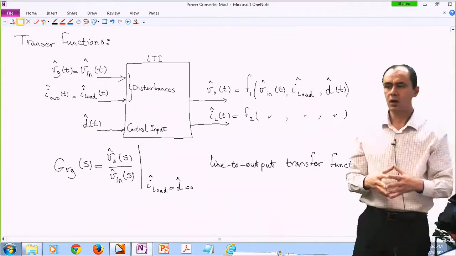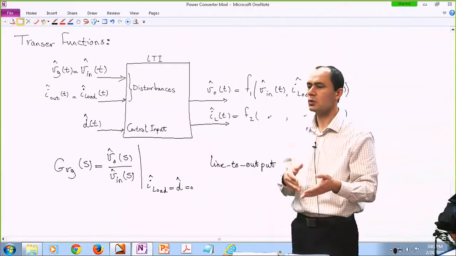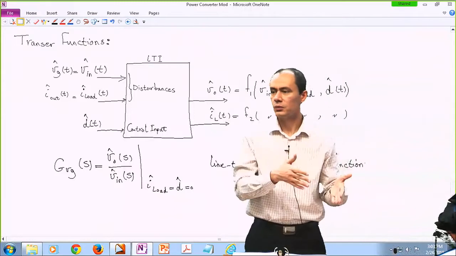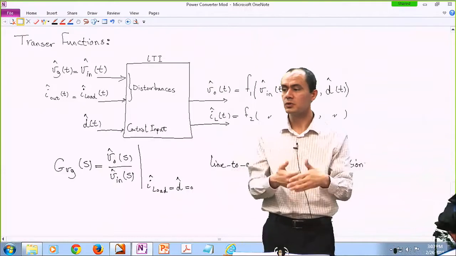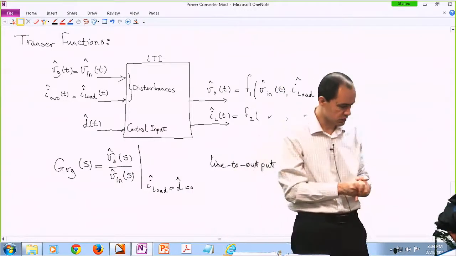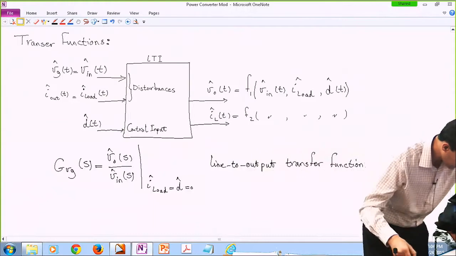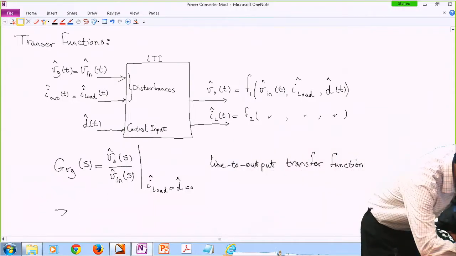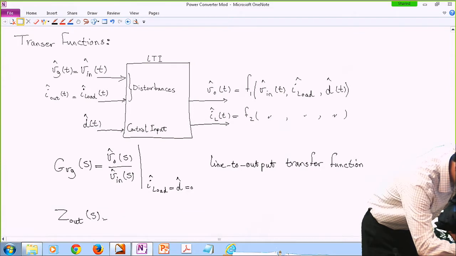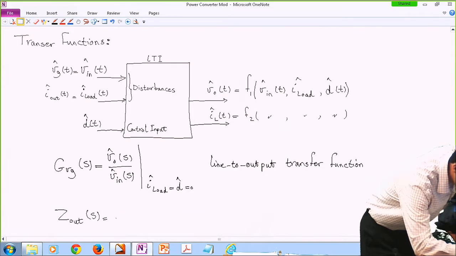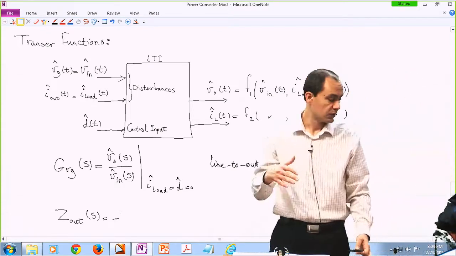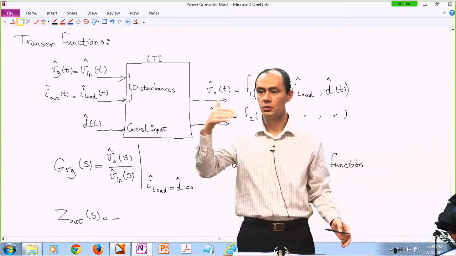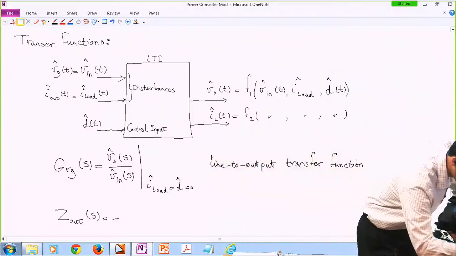And sometimes it's called audio susceptibility. That means if you have some perturbations or some noise in the input, how susceptible your output is to that input noise. It's called audio susceptibility. Then we have another transfer function that we use often, which is Z_out, or the output impedance basically. There is a negative sign here, please pay attention. The reason there is a negative sign is, the output current is going out of the converter. It's not actually going into the converter. So that's why we have to make sure there's a negative sign here.